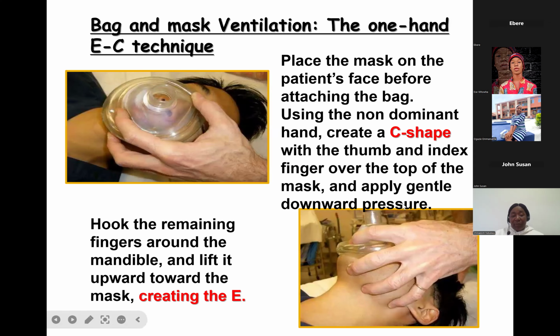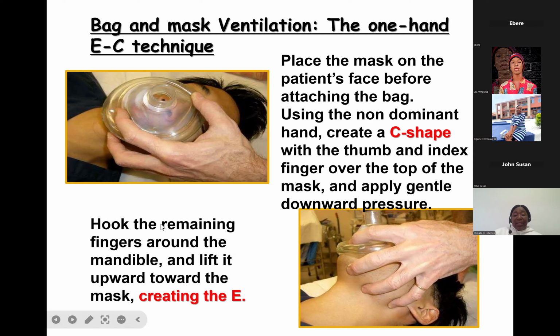So apart from the mouth-to-mouth, there is also bag and mask ventilation, which you use if this is available. This is exactly how you're going to place it. The first thing is to form a C shape with your thumb and your index finger. Can we all see the picture? That is what you're going to place on top of the mask.